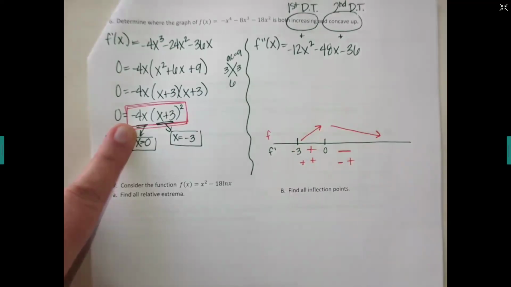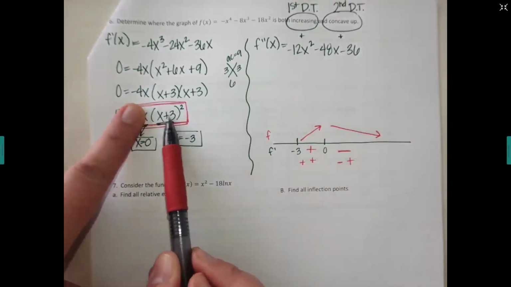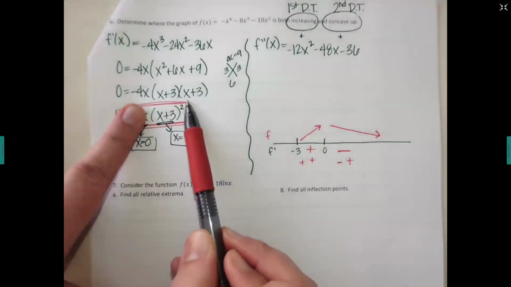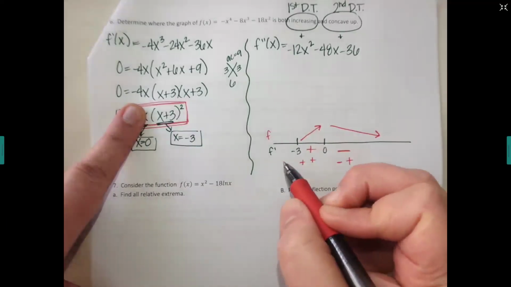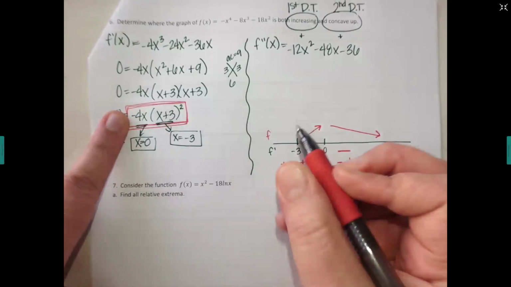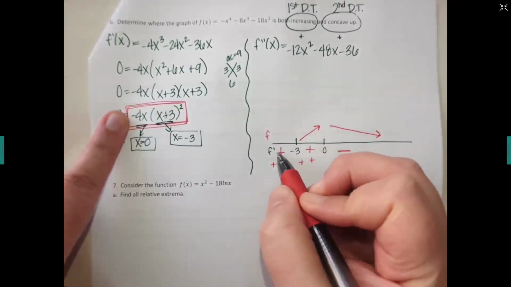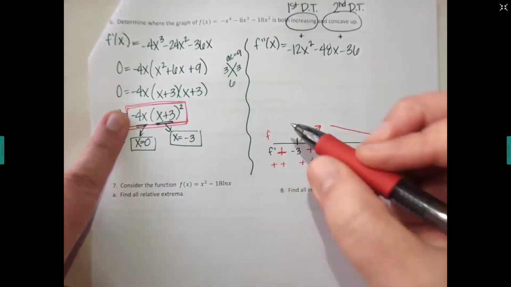Smaller than negative 3, what could I pick? Negative 4 is great. Negative 4 plus 3 is negative, but then what's going to happen when I square it? It's going to turn positive. And then a negative times a negative on the outside, that's going to be another positive. Multiply two positives, get a big positive, which means uphill.